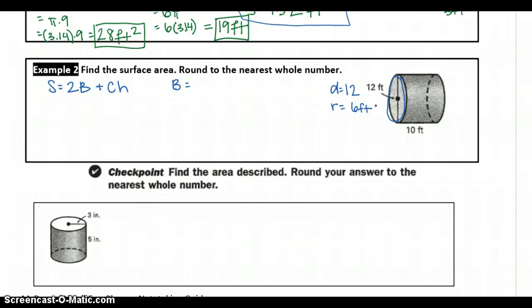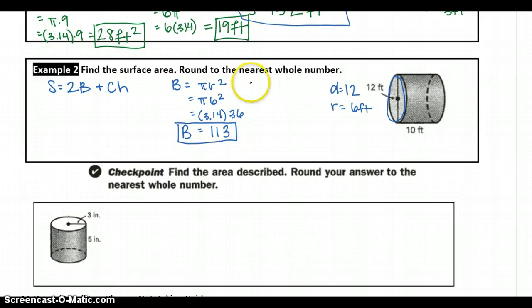So when we find the area of our base, we're going to do pi r squared and plug in 6 for r, which gives us pi times 6 squared. 6 squared is 36, so we're going to have 3.14 times 36, which gives us 113 if we round to a whole number. So we found the area of our base.